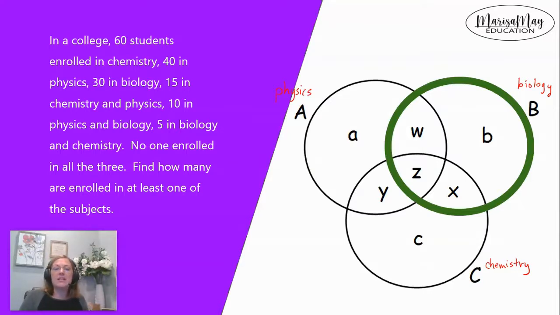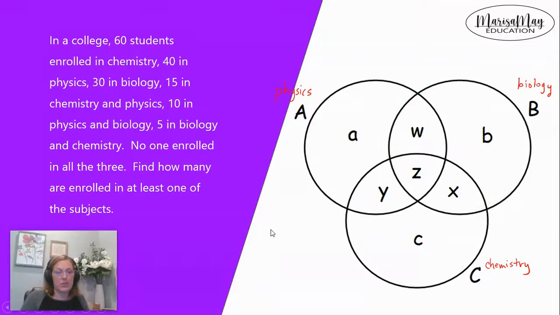Now, I want you to focus in on the area with the Z here. Those are the people that are taking all three. And remember, we were told there were no students taking all three. So we know this region has 0 students in it.